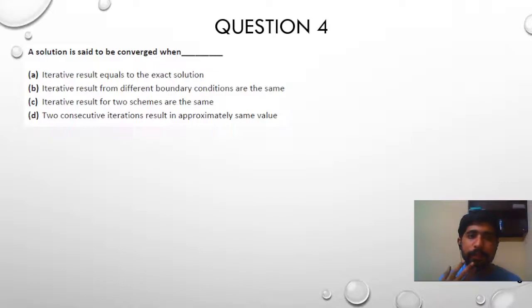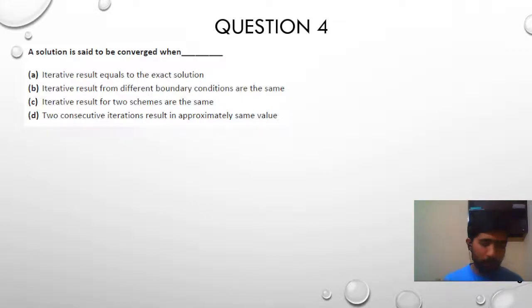Iterative results equals the exact solution. The iterative result from different boundary conditions are the same. Iterative result for two schemes are same. Or two consecutive iterations result in approximately same value. What should be the answer for this question? Can you guys write down in the chat box? D. What about others?